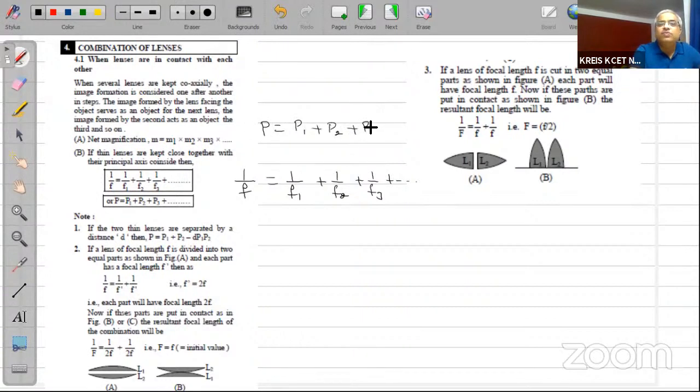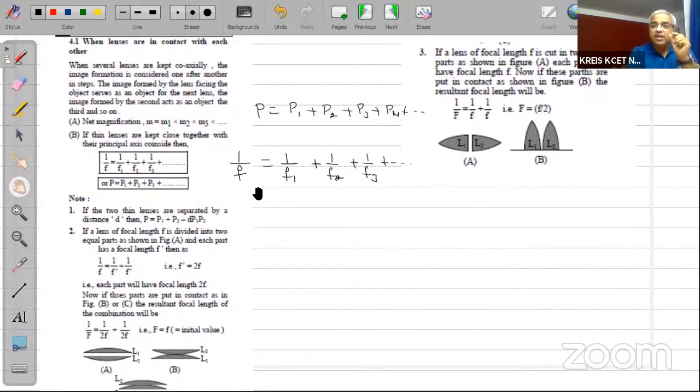ಆಯ್ತಾ? Power is what is getting added. Power of the lens is what is getting added up. And that can be written as 1 by f is equal to 1 by f1 plus 1 by f2 plus 1 by f3. ಆಯ್ತಾ? ಮತ್ತೆ ಒಂದು ಲೆನ್ಸ್ ಇದ್ರೆ it produces a magnified image.